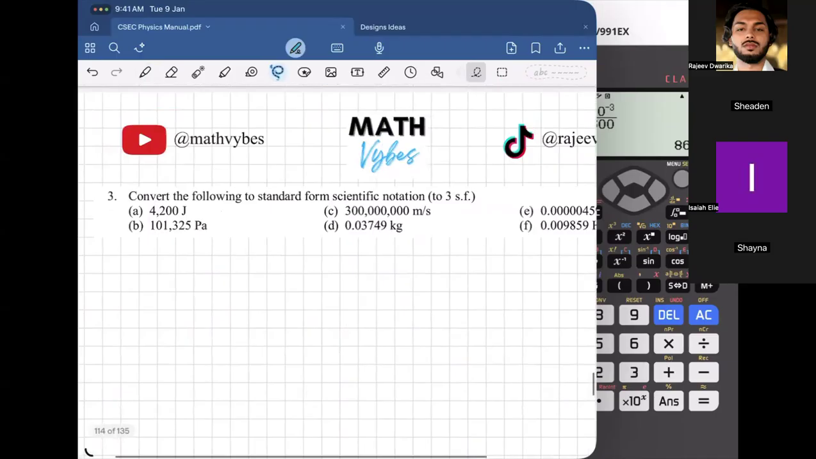Shina, you'll help me with A and B. Isaiah, you'll help me with C and D. And Shay, E and F. Right? We want to convert everything to standard form to 3 significant figures.